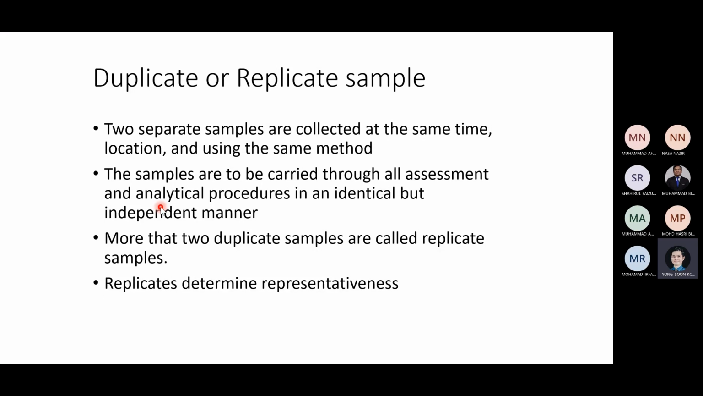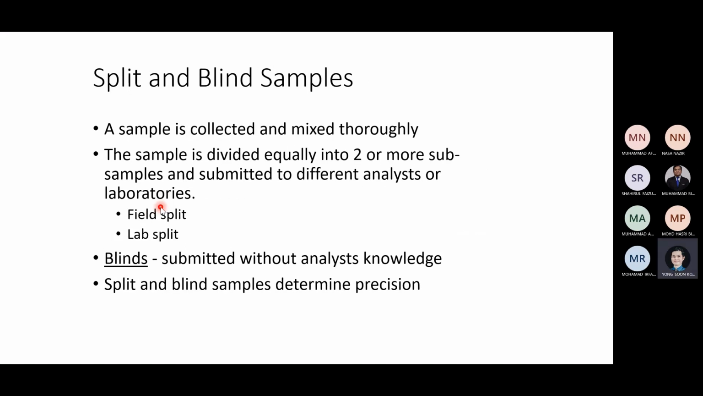But of course, when you have duplicates and replicates, you are going to see how varied your data is. And if you have prior information on when and how you collected, you can also know if those few variations can give you this result. But usually for duplicates and replicates, we determine the standard deviation as a way to report precision. Okay, split and blind sample.